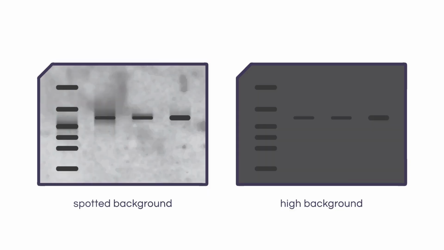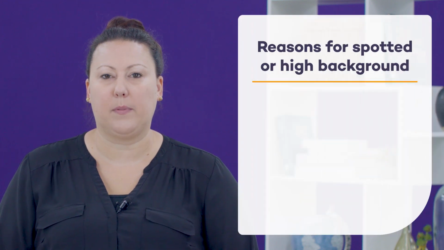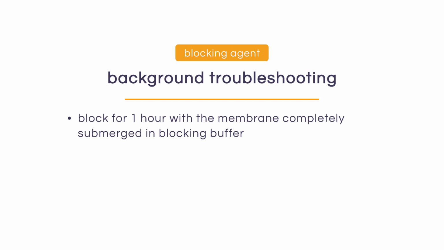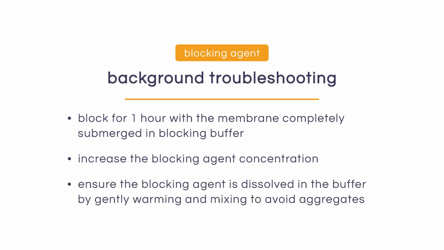You may observe spotted or high backgrounds. This can be caused by problems with the blocking agent, antibody, or contaminated equipment. This might result from insufficient blocking or low concentration of the blocking agent. Make sure you are blocking for 1 hour with the membrane completely submerged in blocking buffer so that it doesn't dry out. You can also try increasing the blocking agent concentration. Ensure that the blocking agent is dissolved in the buffer by gently warming and mixing to avoid aggregates.